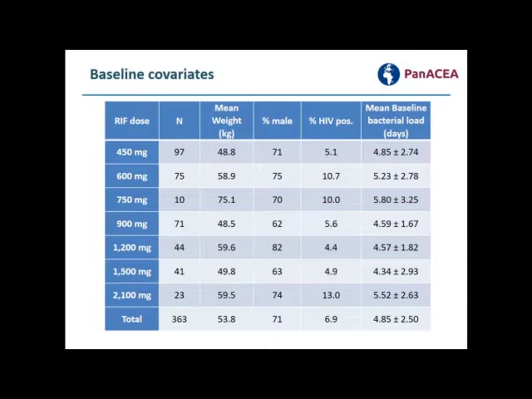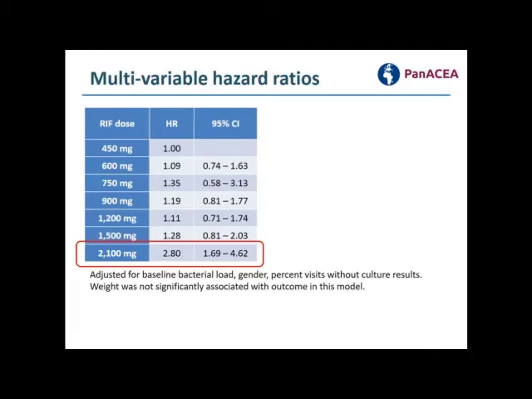So putting all this into a multivariable Cox regression analysis, correcting for baseline bacterial load, gender and percent visits without culture results, which of course affected the time to negativity endpoint. This resulted in the overall hazard ratio of 2.8, which was actually the same as in the univariable analysis. What you can see also here is that the hazard ratios for the other rifampicin doses were not significantly different from one.